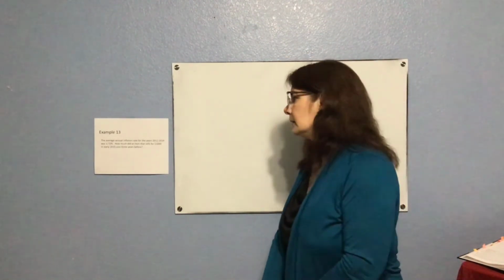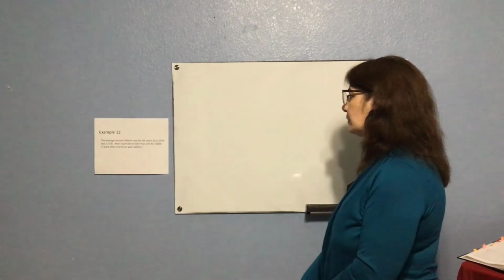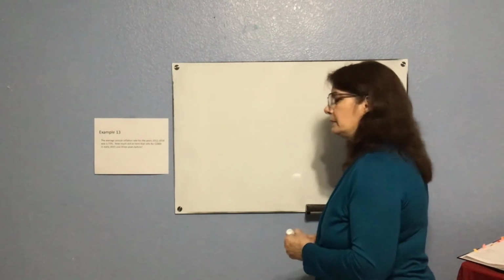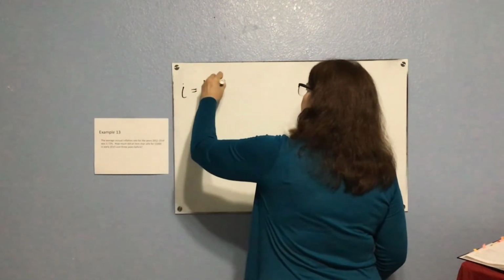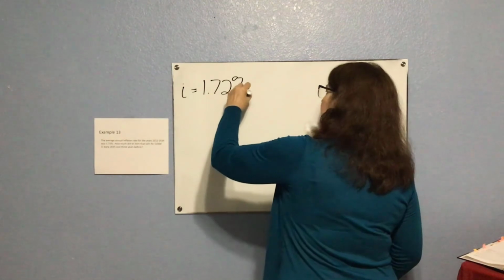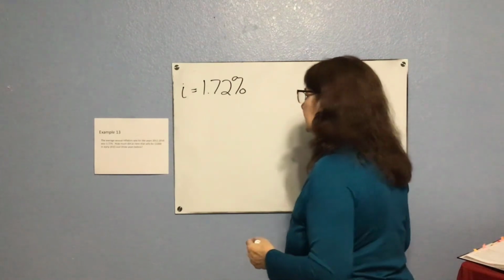One last application we have for this equation is to figure out problems dealing with the inflation rate. This helps us to understand how much things cost in the past and how much we might expect to have to pay for them in the future. So the average annual inflation rate for the years 2012 to 2014 was 1.72%, and we can use that as our interest rate. So it's 1.72%, and they gave us for the years 2012 to 2014.